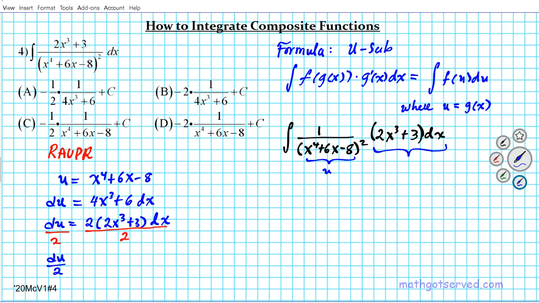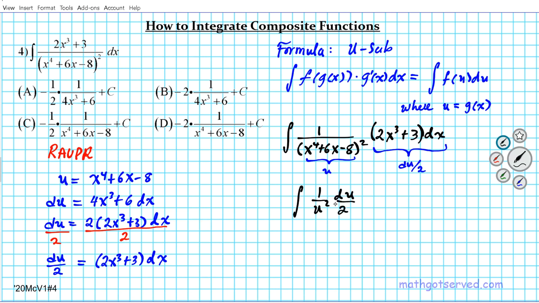You know that du over 2 is going to replace twice the derivative of the inner function. Okay. All right, so you have that right there. So this piece right here, we're going to replace it with du over 2. Now we can rewrite it. With substitution, we're going to have the integral of 1 over u squared, and then this entire piece right here is du over 2.